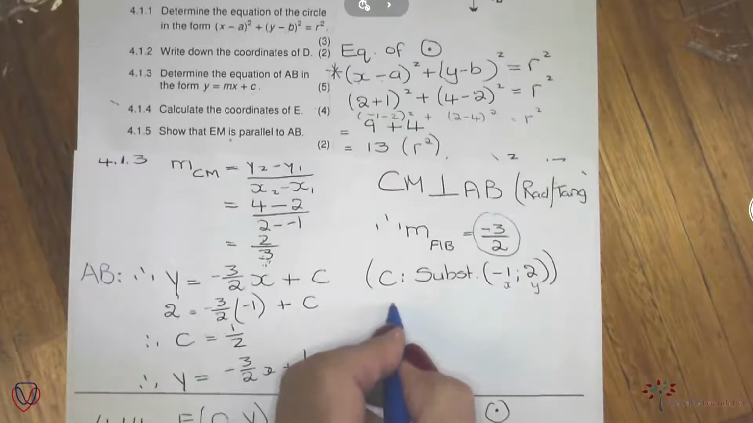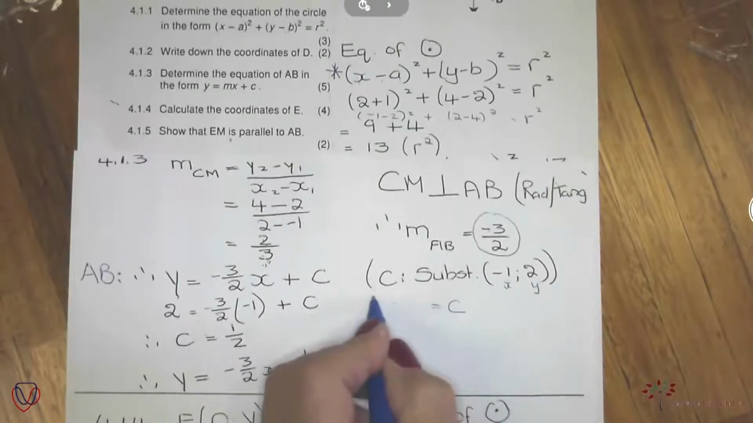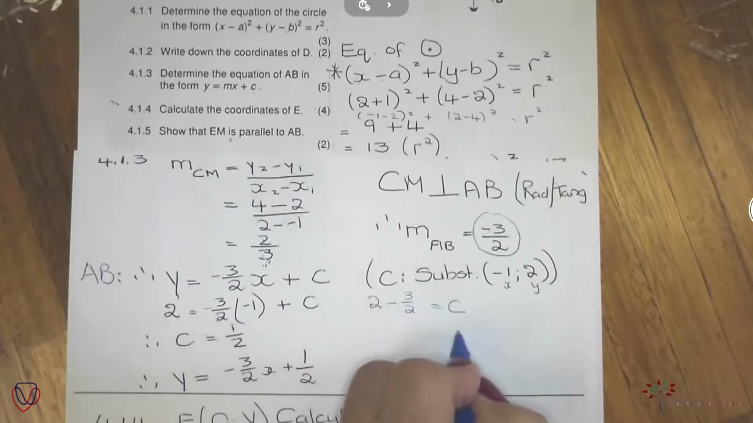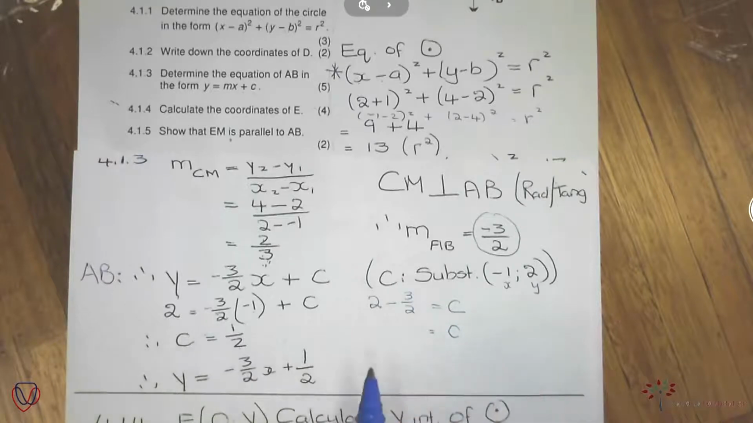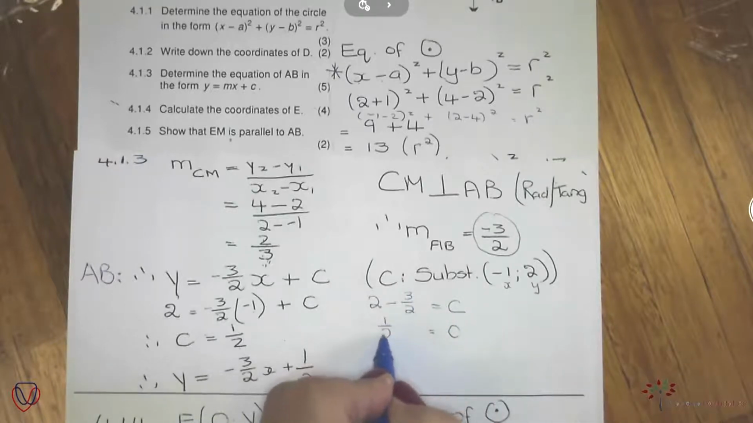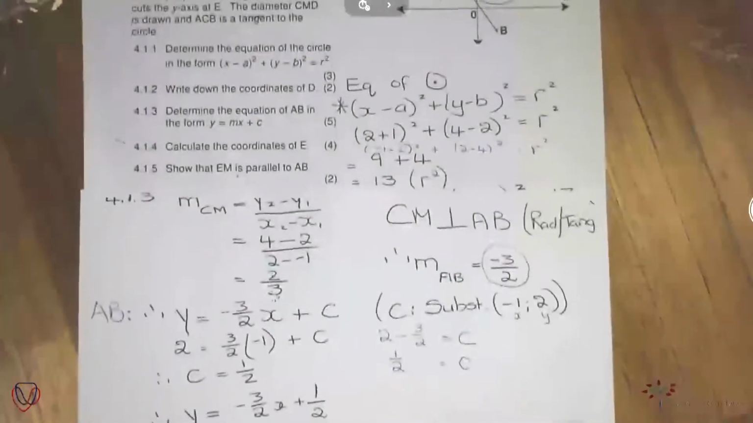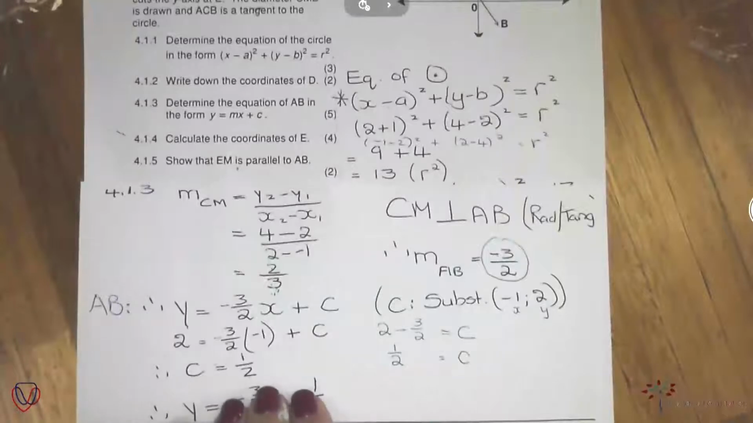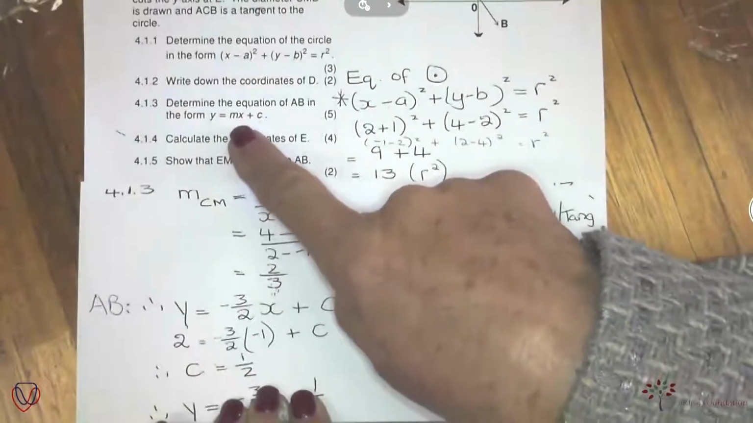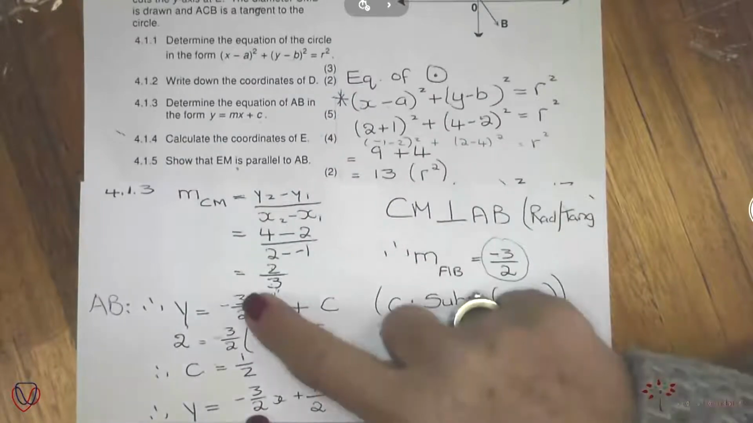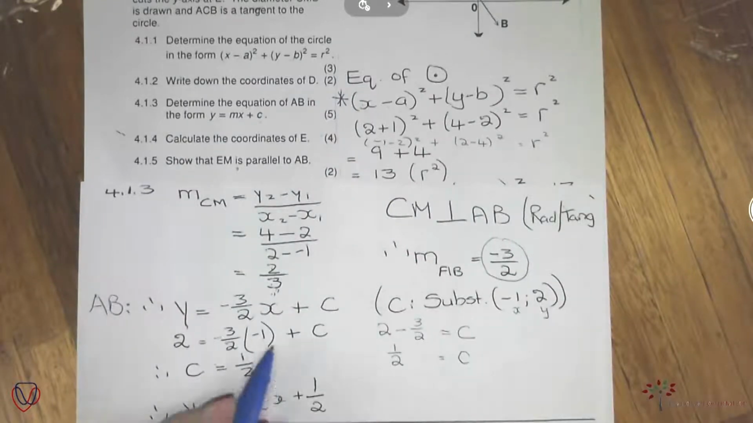I just want to write this like this. C is 2 minus 3 over 2. So c is equal to a half. That's where I got it from, okay? So the final equation, if you stop there, you're going to lose a mark. They said, find the equation in the form y is mx plus c. So now I write the equation y is mx plus c, which is a half.